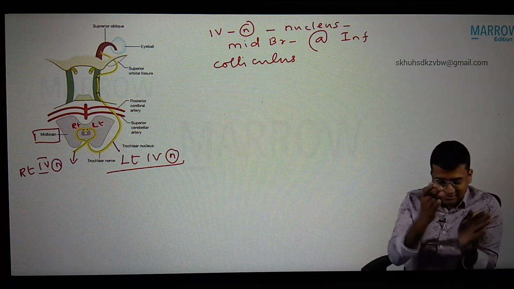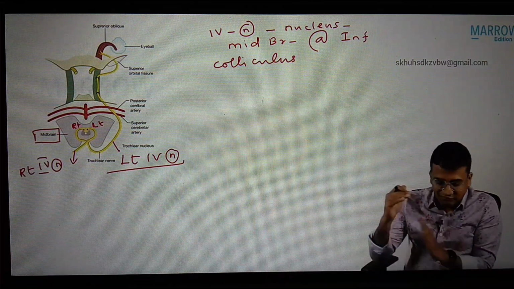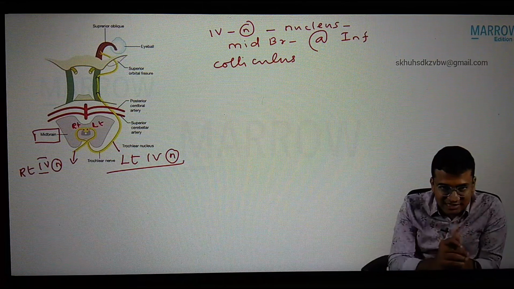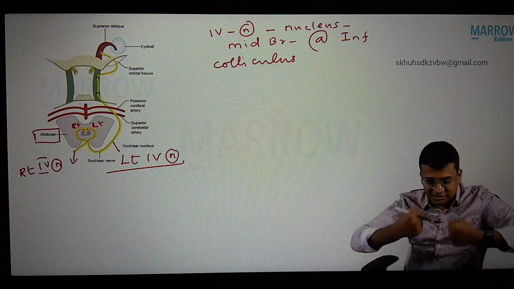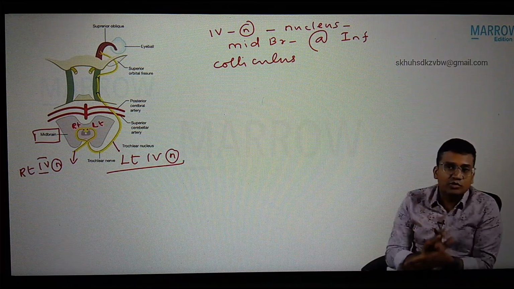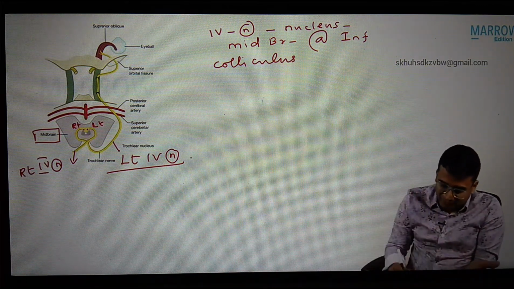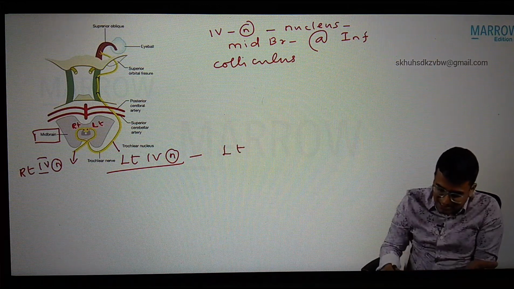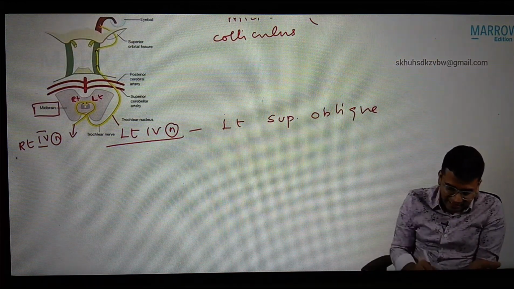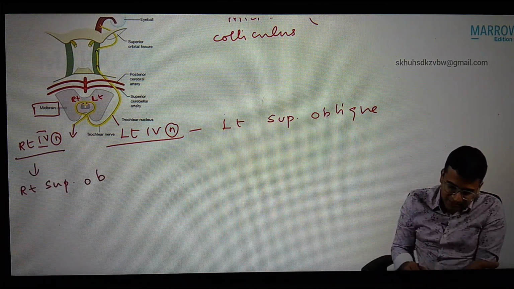See, the right side trochlear nerve is coming from the left side nucleus only. The left side trochlear nerve is coming from the right side nucleus only. It is crossing inside the brain. After crossing, it is coming to the opposite side. The point is, we won't consider this crossing. So when I say left side trochlear nerve, it supplies the left side superior oblique muscle. When I say right side trochlear nerve, it is supplying the right side superior oblique muscle.